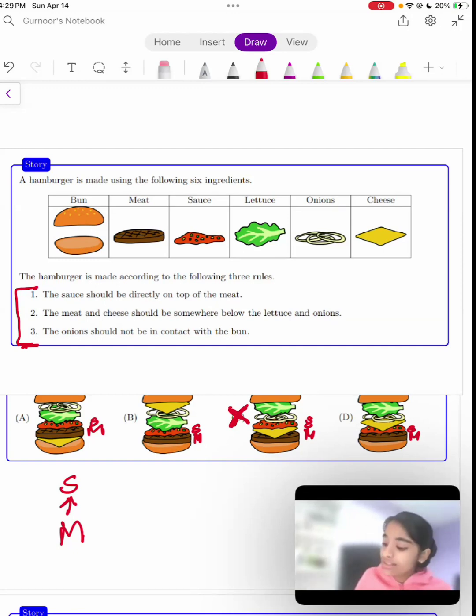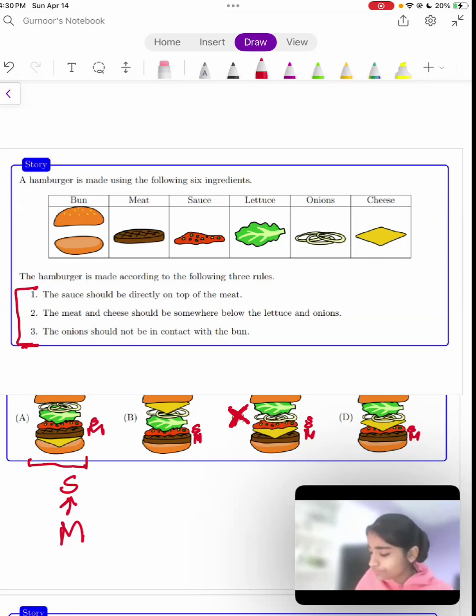Now next up we have rule number 2. Let's look at rule number 2, which is the meat and cheese should be somewhere below the lettuce and onions. So the lettuce and onions should be placed above the meat and cheese. So in the first option we have lettuce and onions, they're placed above the meat and cheese. So this answer choice does follow rule number 1 and 2.